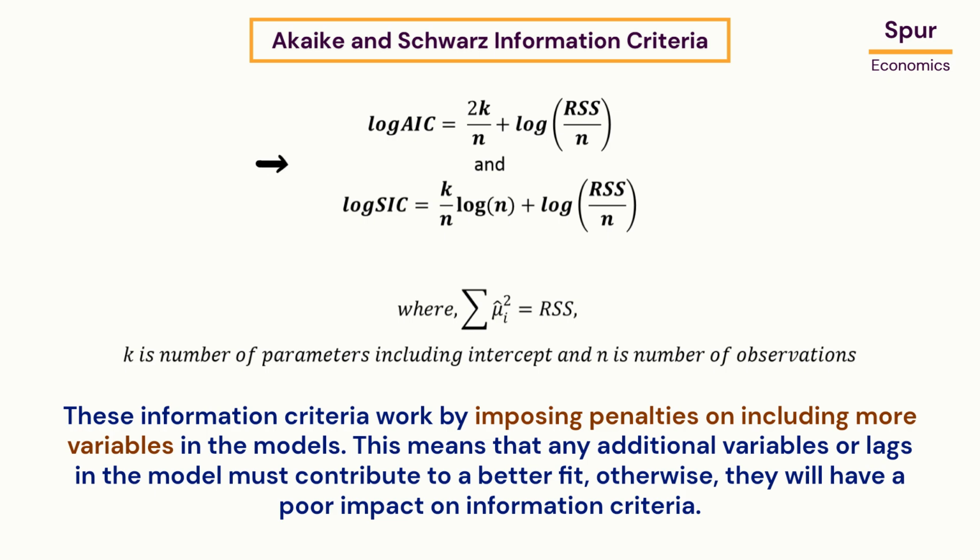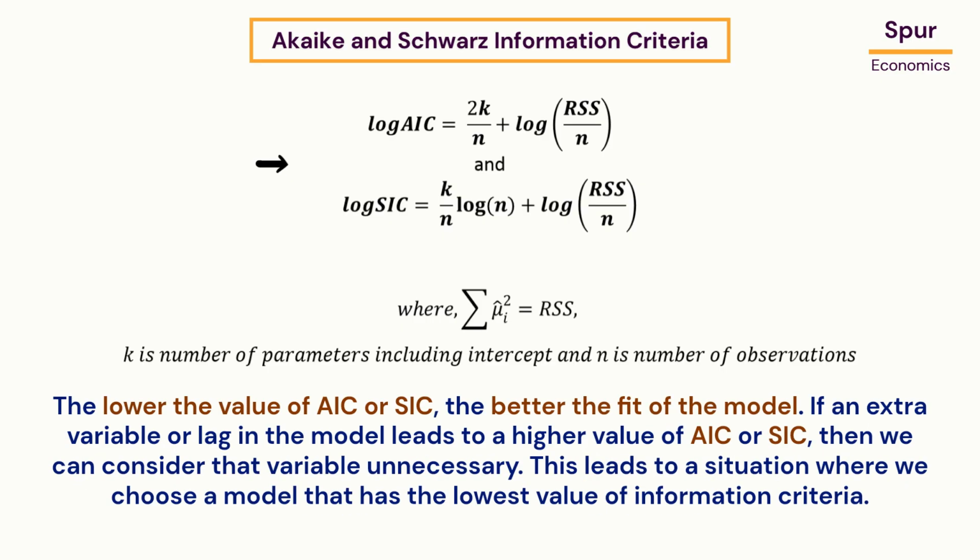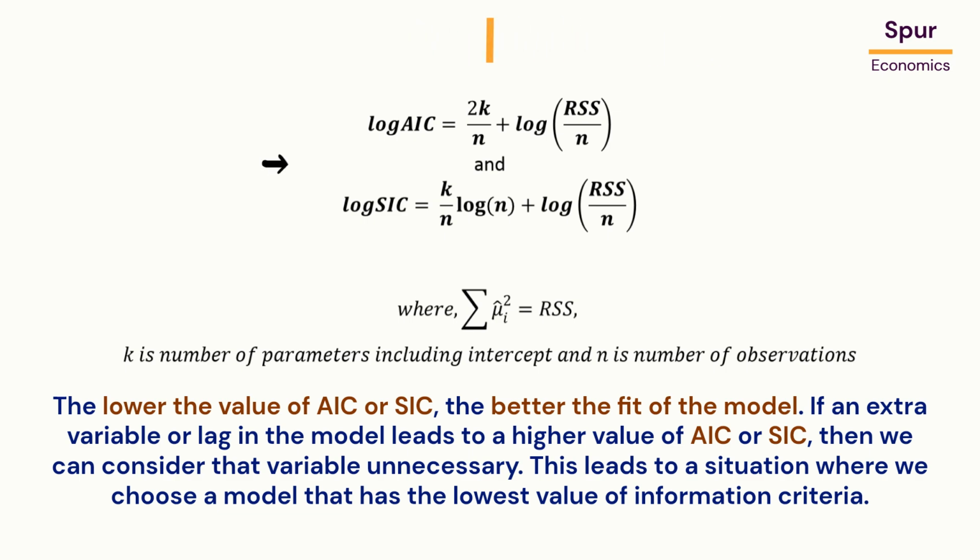These information criteria work by imposing penalties on including more variables in the models. This means that any additional variables or lags in the model must contribute to a better fit, otherwise, they will have a poor impact on information criteria. The lower the value of AIC or SIC, the better the fit of the model. If an extra variable or lag in the model leads to a higher value of AIC or SIC, then we can consider that variable unnecessary. This leads to a situation where we choose a model that has the lowest value of information criteria.